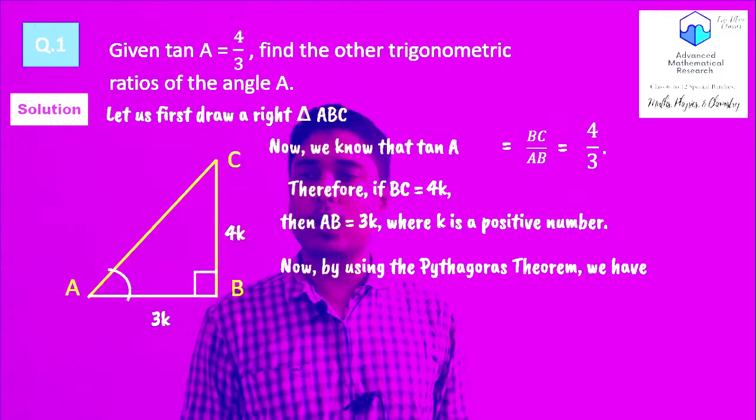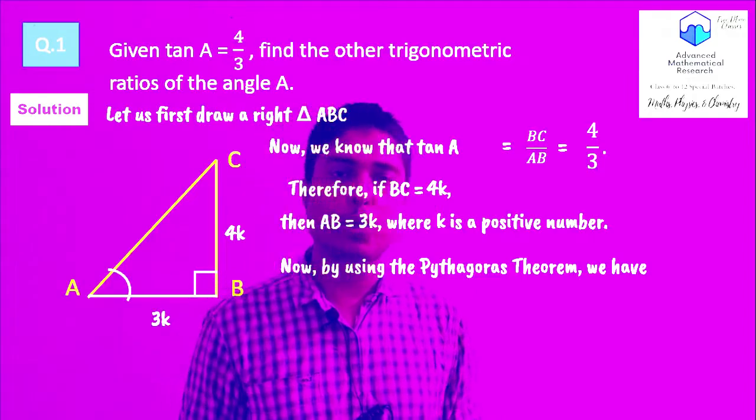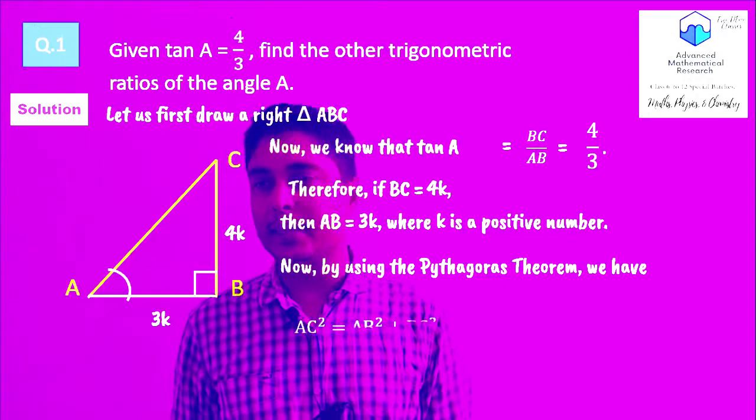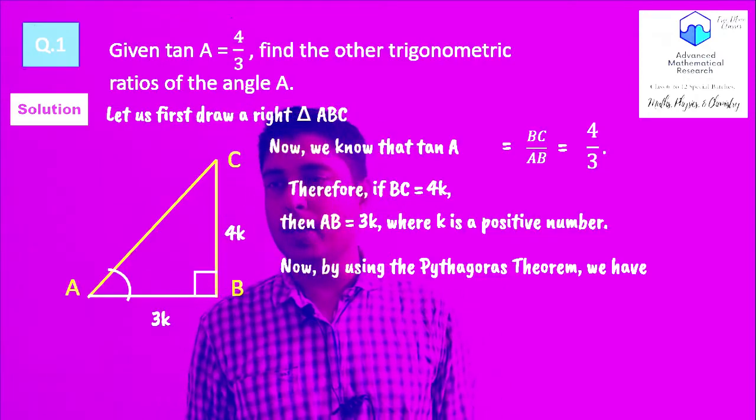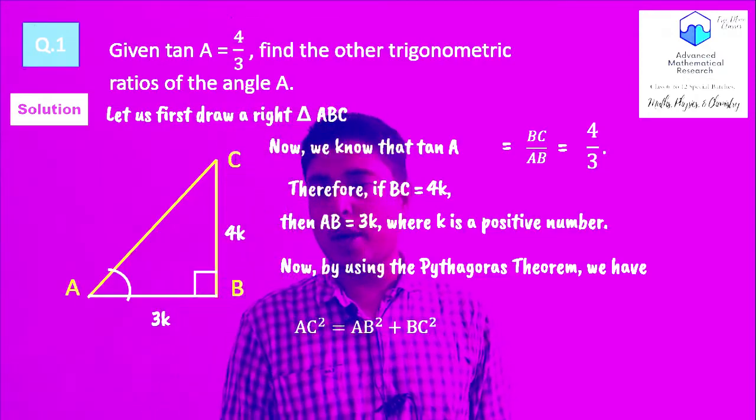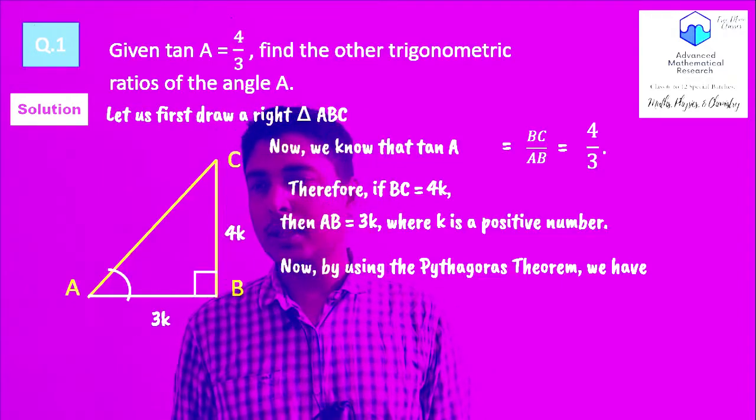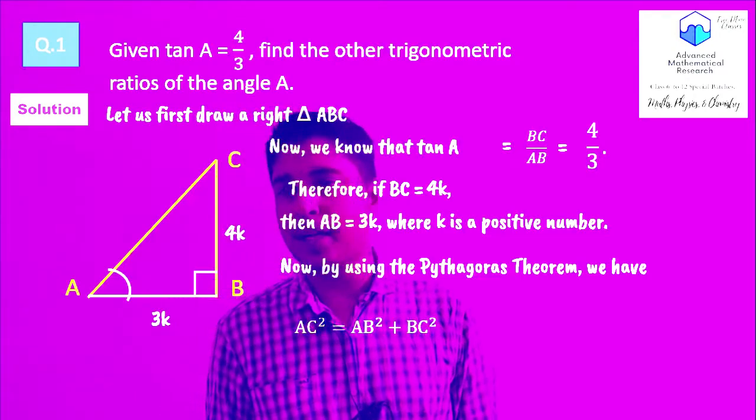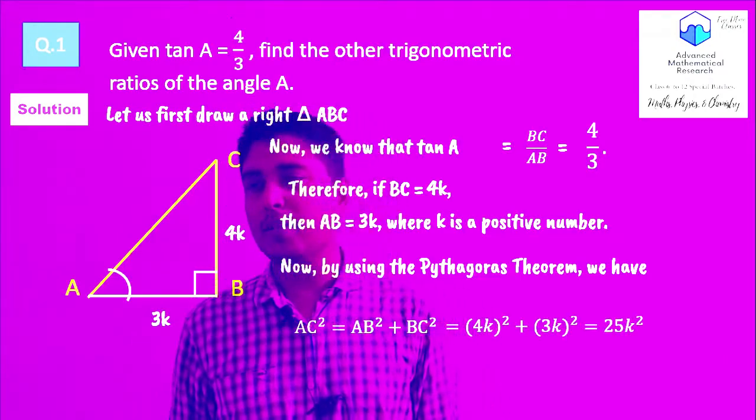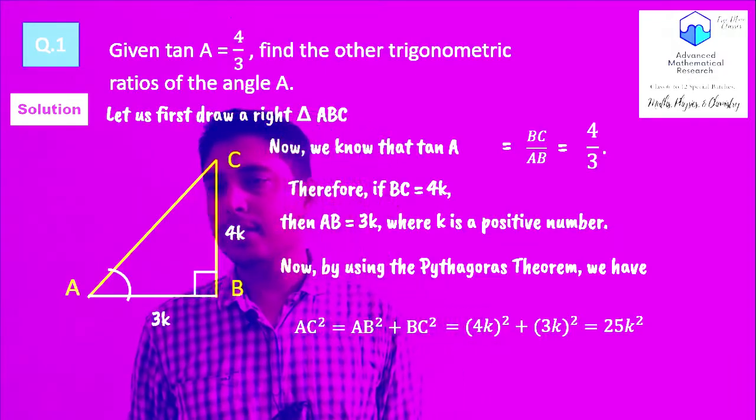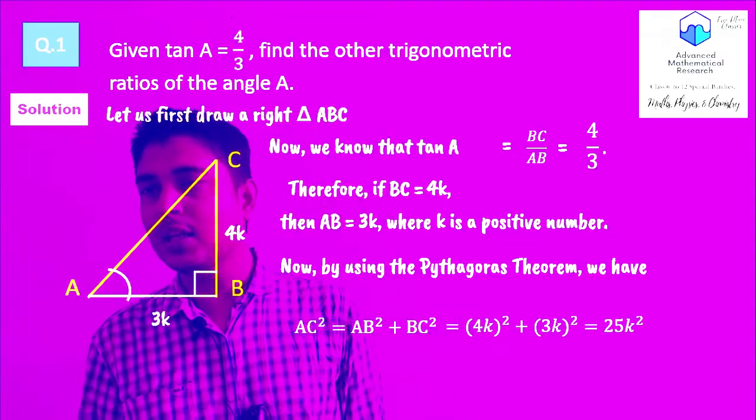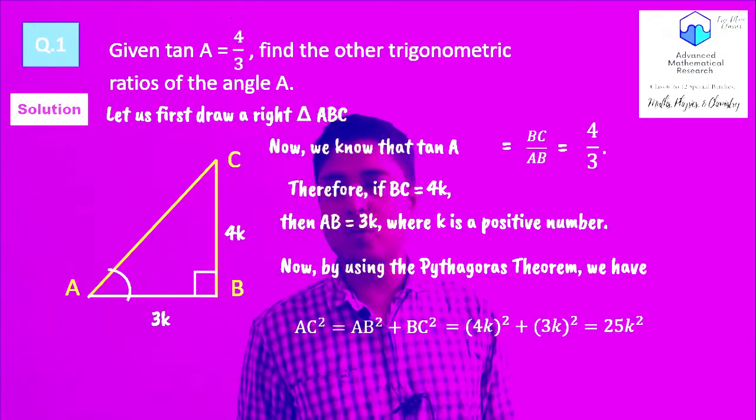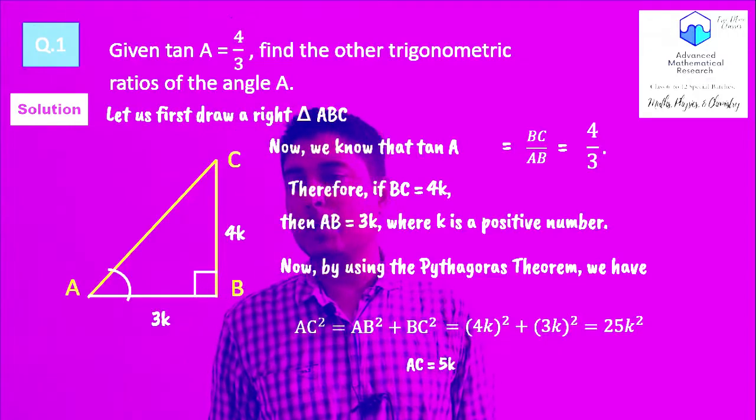Now, by using the Pythagoras theorem, since this is a right angle triangle. So what does the Pythagoras theorem say? AC square, that is the hypotenuse square, must be equal to AB square, that is the base square, plus BC square, that is the perpendicular square. So we will use this formula. My BC is 4k and my AB is 3k. So (4k) square plus (3k) square is 25k square. So AC must be equal to 5k.